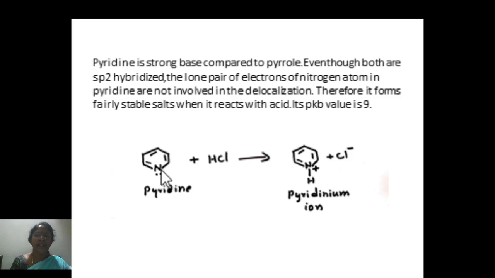While pyridine is strong base compared to pyrrole because you can see here when it reacts with dilute HCl, it forms pyridinium ion, which is more stable compared to pyrrolinium ion because the nitrogen uses its lone pair of electrons for protonation. Thereby, there is no change in the aromatic behavior. Therefore, it is a strong base, and this is further strengthened by its pKb value, which is lesser compared to pyrrole.